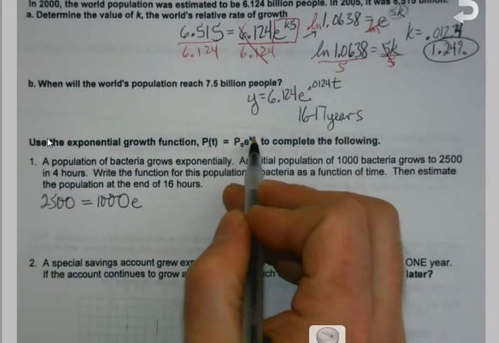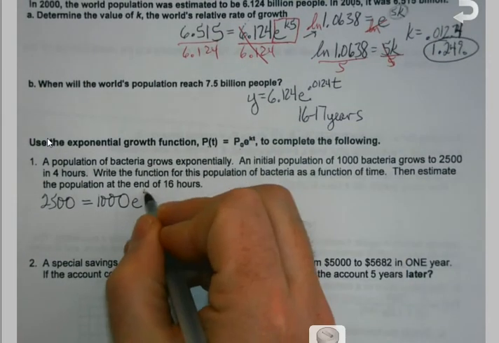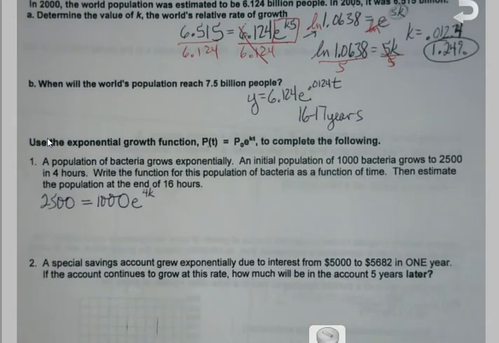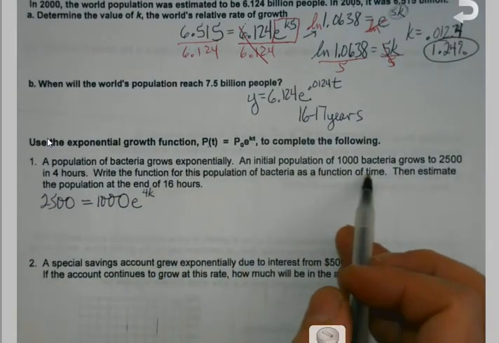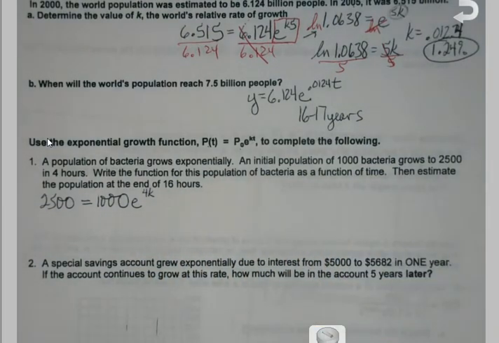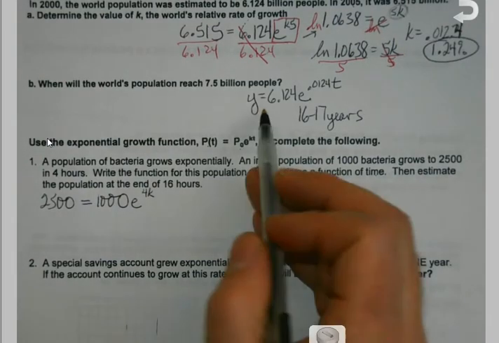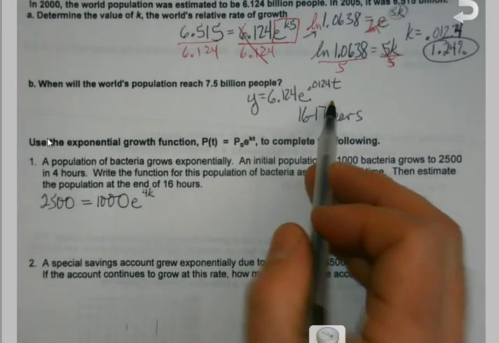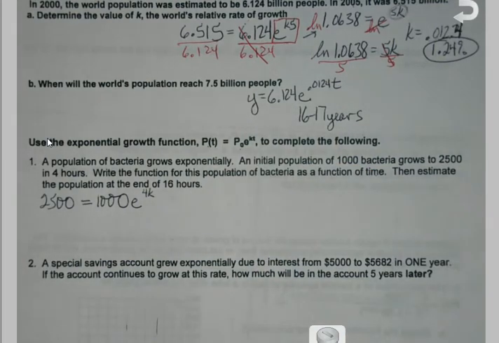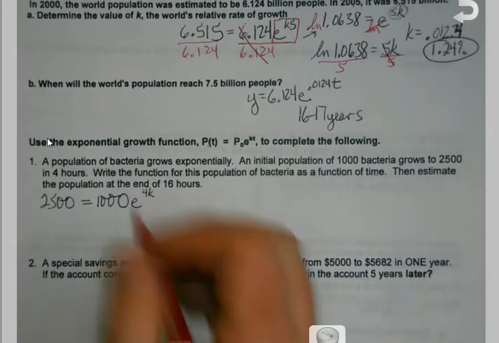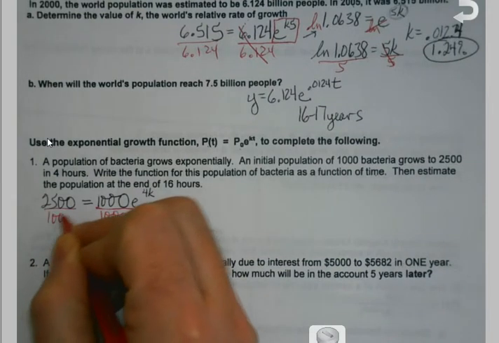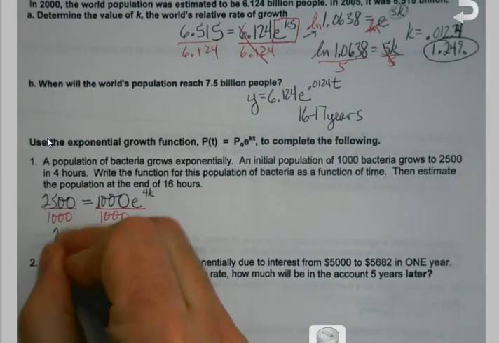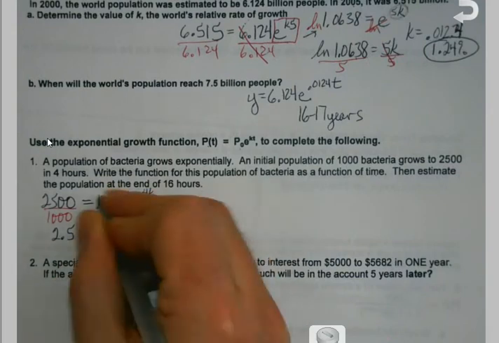Okay. So this time I know t. I still don't know what k is. So write a function for this population of bacteria as a function of time. In other words, figure out what k is and then put it back into a general expression like we did up above. So just like we did up above, we want to isolate the e first, which won't be too complex to do.